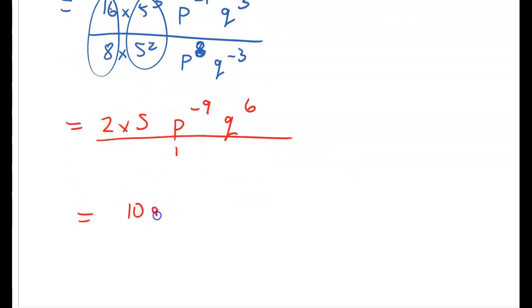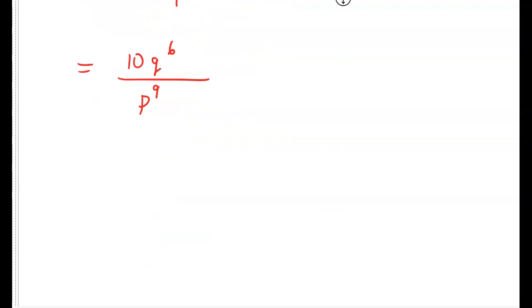Now just to finish off, because we want positive indices, that p to the negative 9 becomes p to the power of 9 in the denominator.